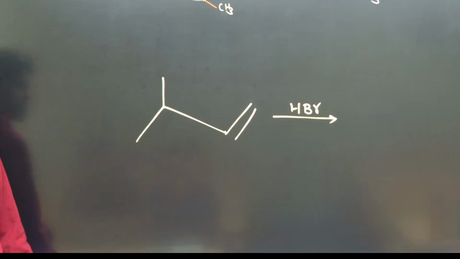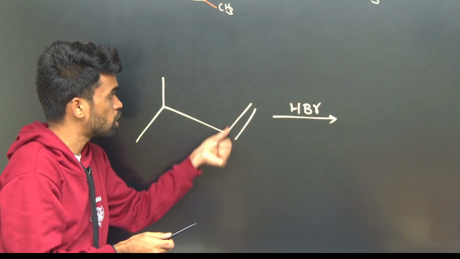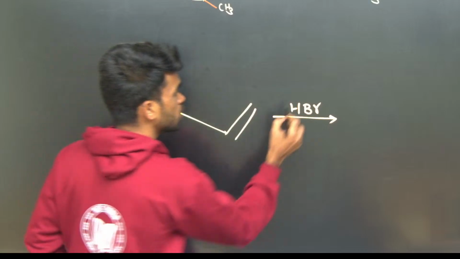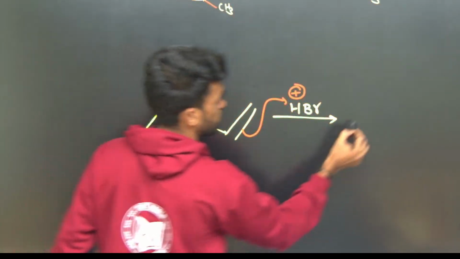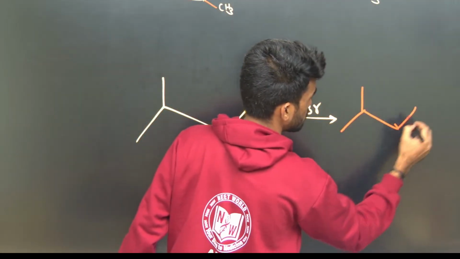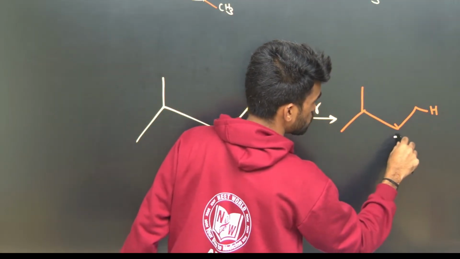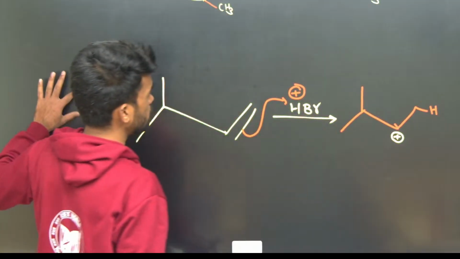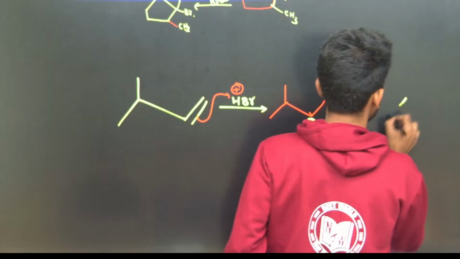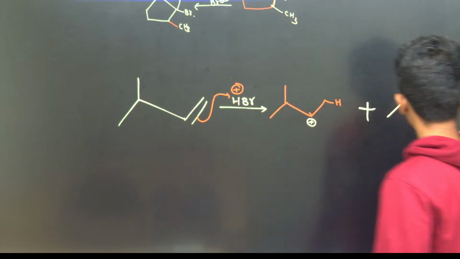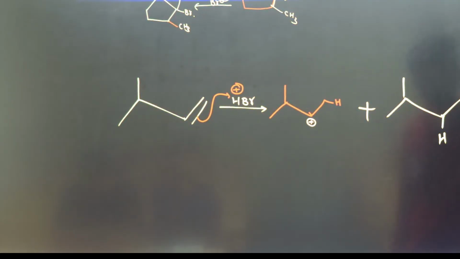What is the reactive site here? The double bond is here only. It means any of these carbons will take the H. Now, out of these, if I add H on this carbon, we will get a hydrogen here and a positive charge here. Instead of adding here, if I add H on the other carbon, we will get a hydrogen here and CH2 plus here.